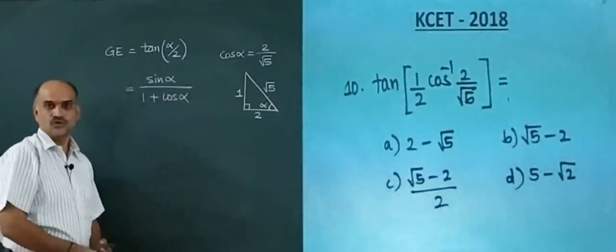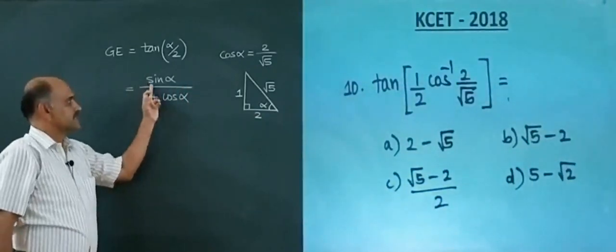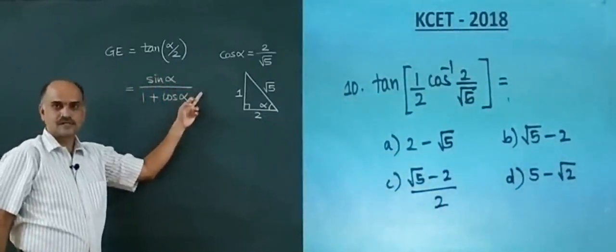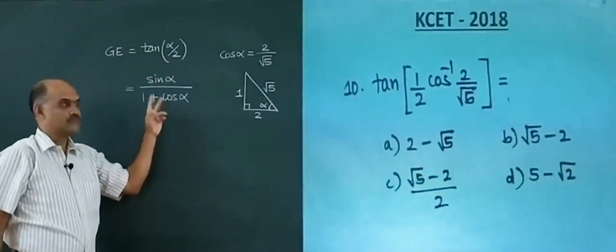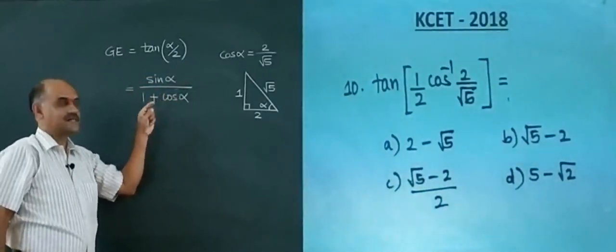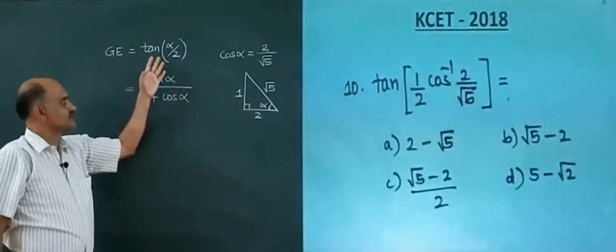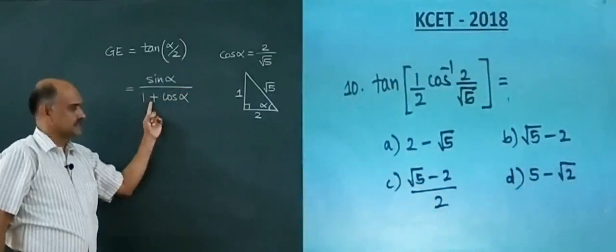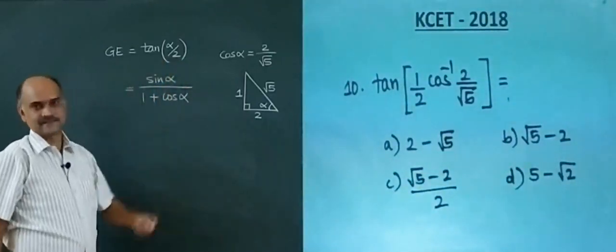You can go through first year multiple and submultiple formulas. Sin alpha is 2 sin alpha by 2 into cos alpha by 2. This is 2 cos square alpha by 2. 2 gets cancelled, 1 cos gets cancelled. You will have tan alpha by 2. Clear, students? 2 sin alpha by 2 into cos alpha by 2, divided by 2 cos square alpha by 2. Simplify, you will be getting this.